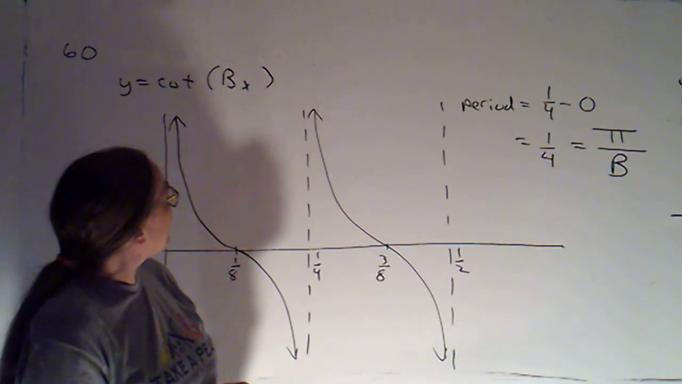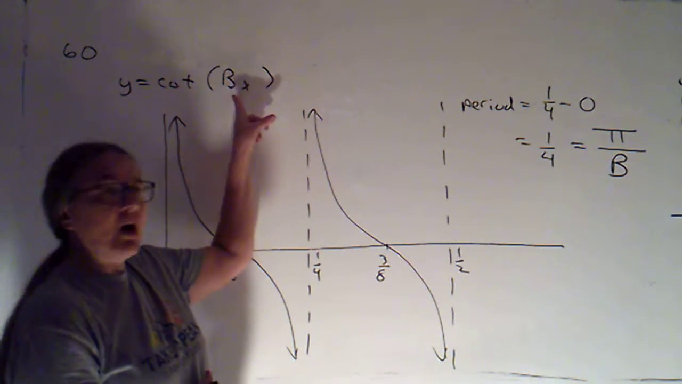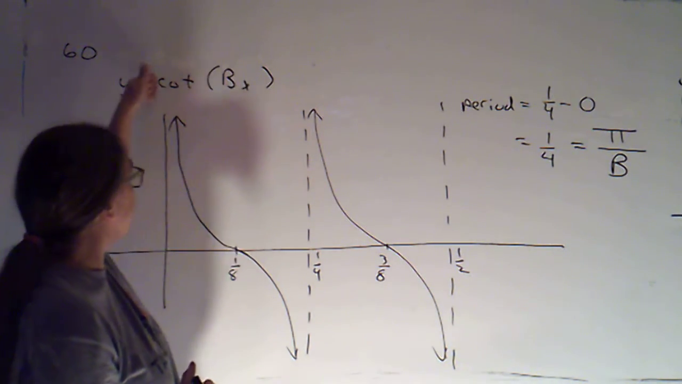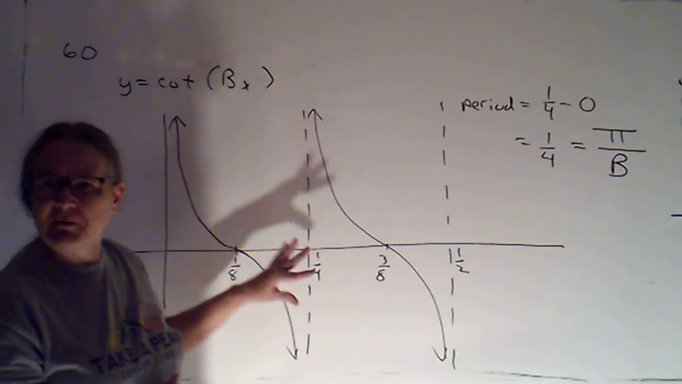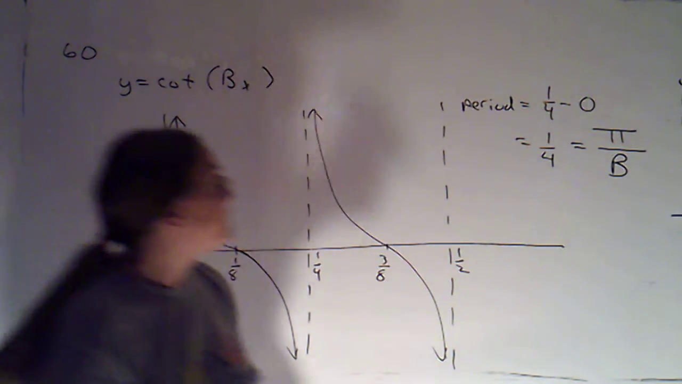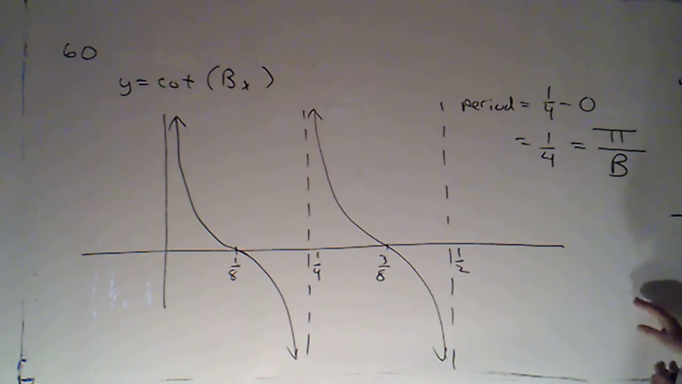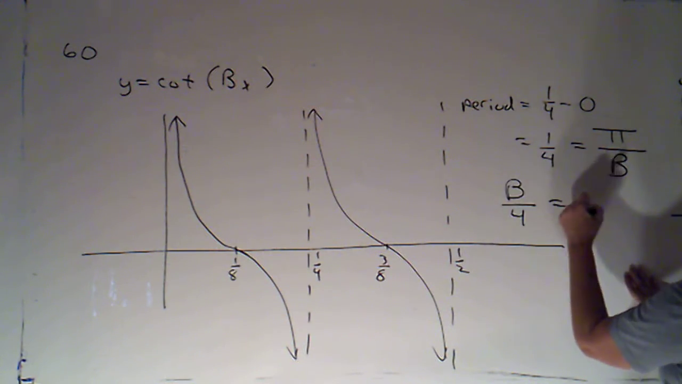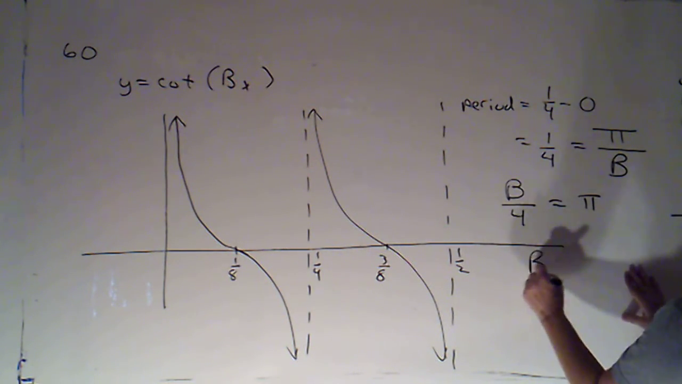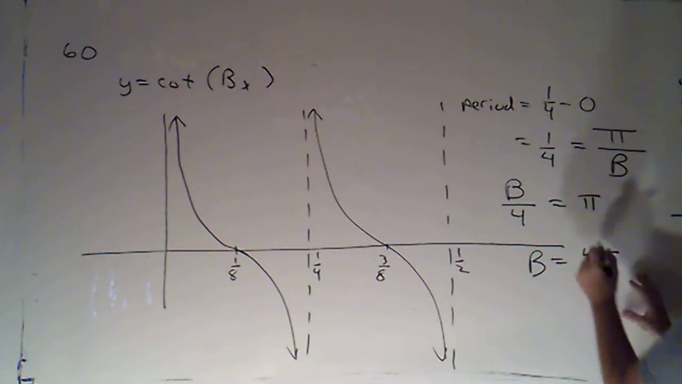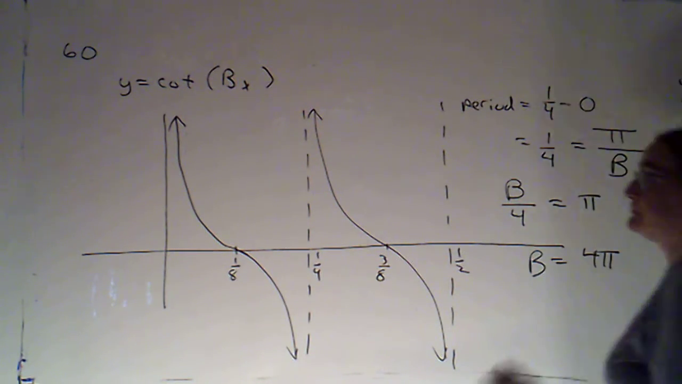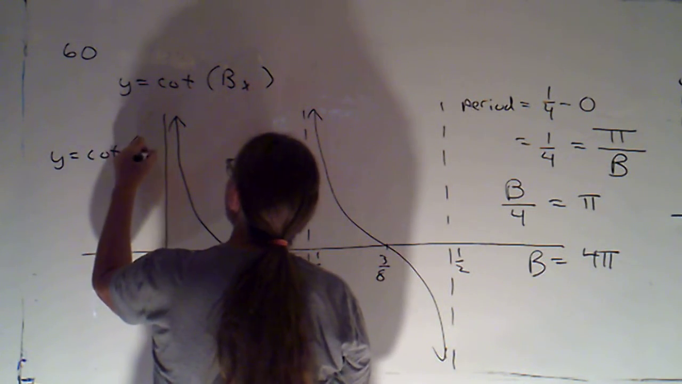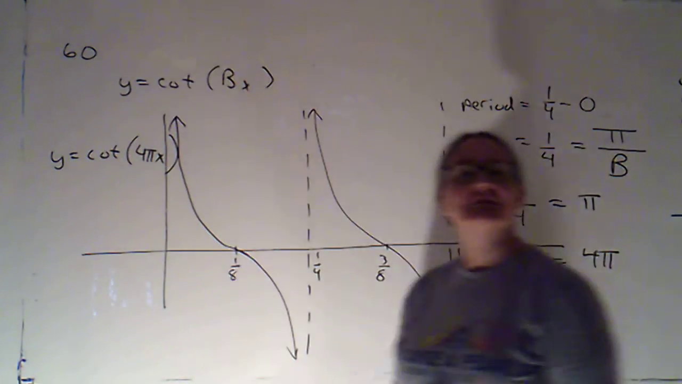And in fact, that actually wouldn't work because cotangent is an odd function. If b were negative, I'd be able to pull that negative out and we'd have done a vertical flip. I can see we're not doing that. Okay, so if 1/4 is pi over b, I can say b over 4 equals pi. So b would have to equal 4 pi. Great. So y is cotangent of 4 pi x is my answer.